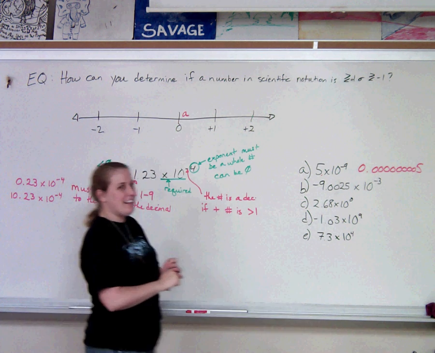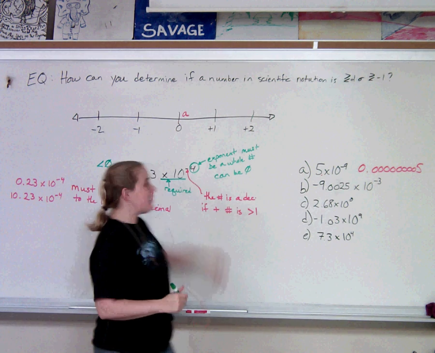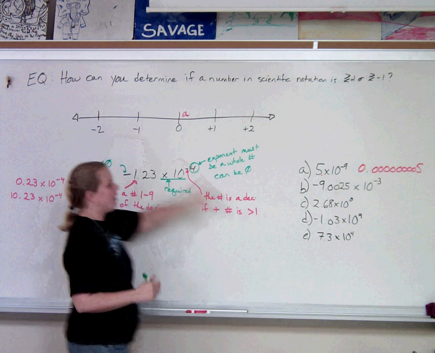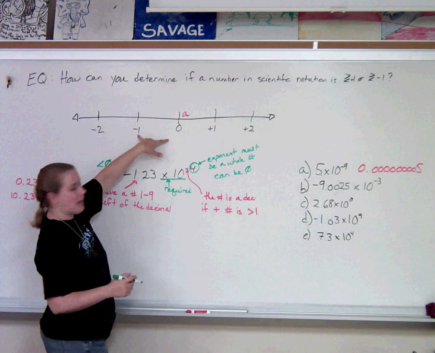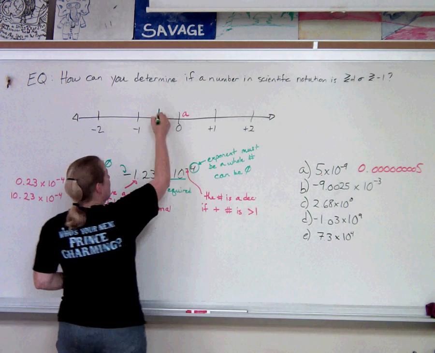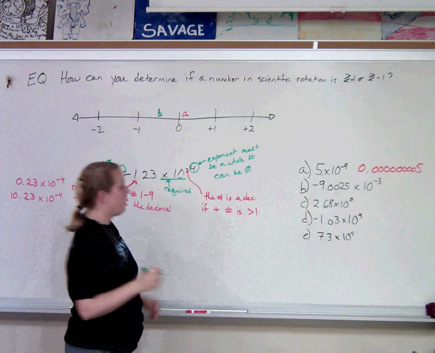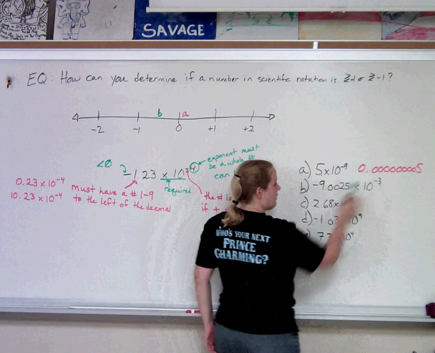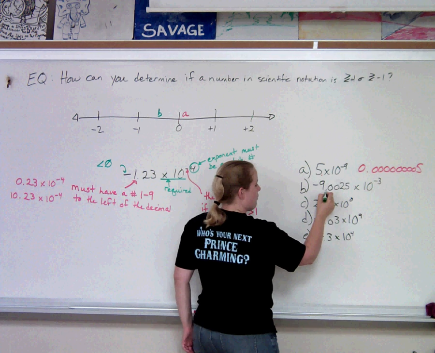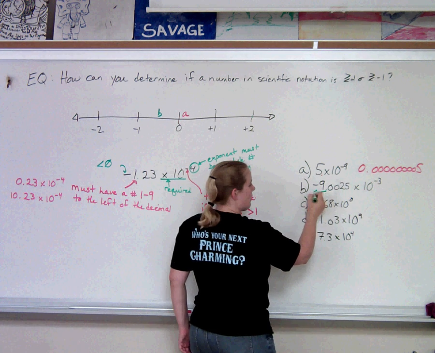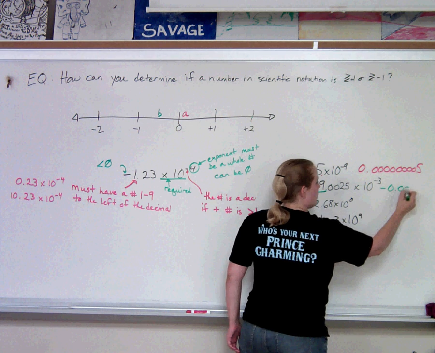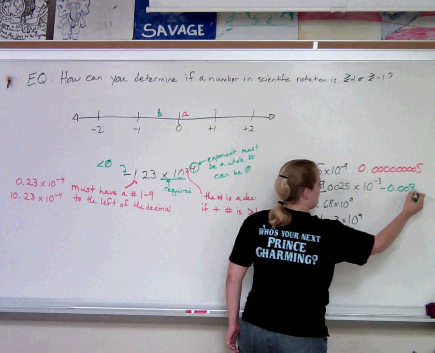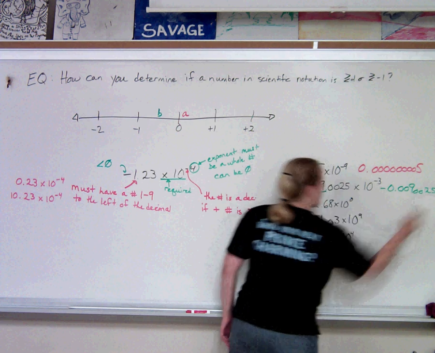Okay, next number has a negative out front. That tells us that it is less than 0. It also has a negative sign up there, which tells us it's between 0 and -1. So B would go here on the number line. And again, because there's a negative sign there, we have to move our decimal 3 spots to the left. So it would be -1, 2, 3 spots to the left. So a small negative number.